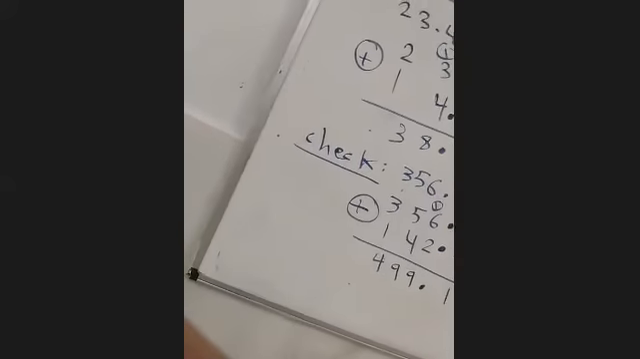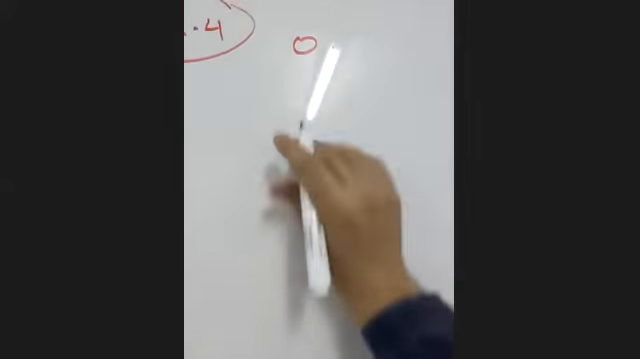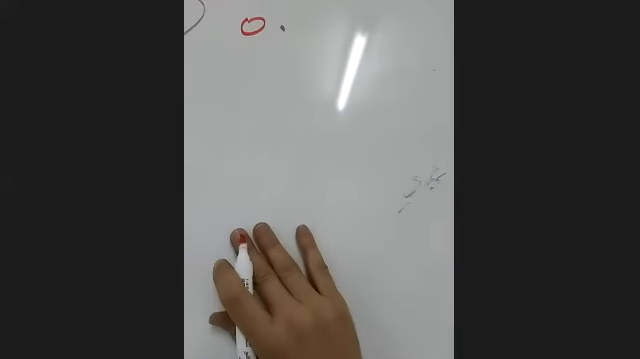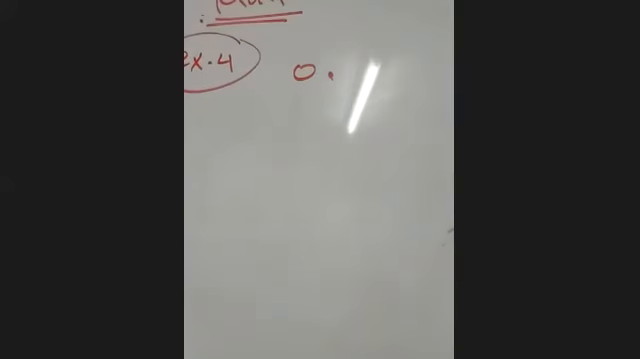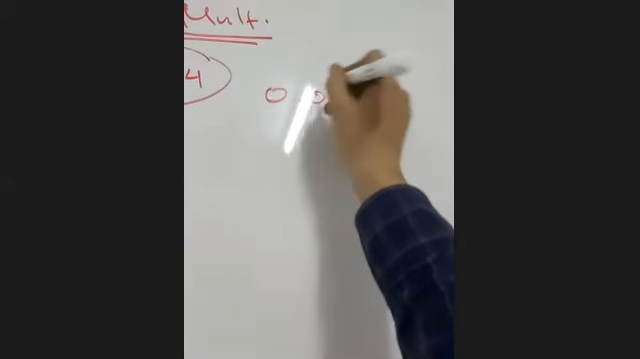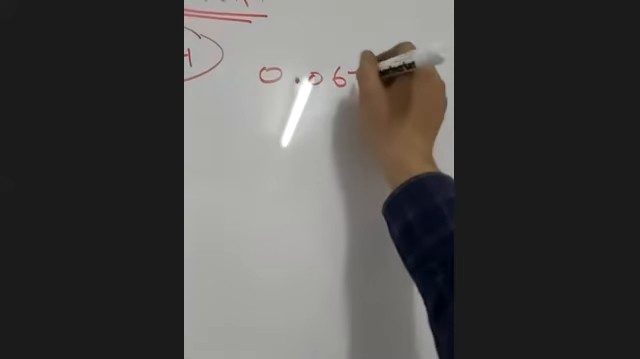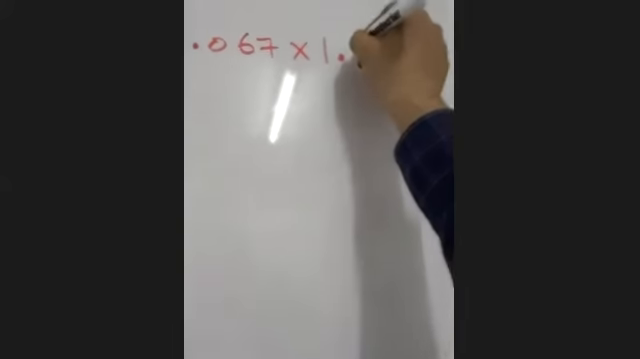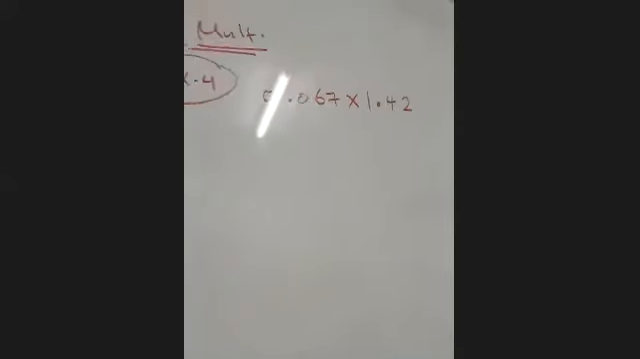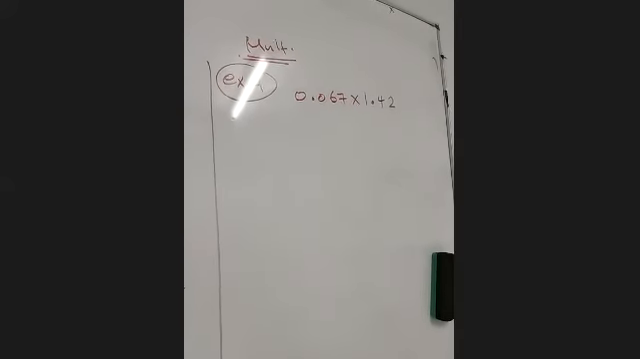We have 0.067 multiply 1.42. This is example 4. Tamim, what's the number in example 4? 0.067 multiply by 1.42. Good. Now here the two numbers, guys, we need to multiply.